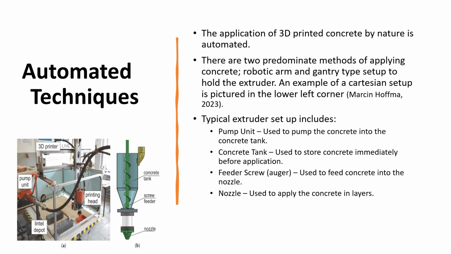Much like a 3D printer at home, 3D printed concrete uses an extruder setup. A typical extruder setup includes a pump unit, a concrete tank, a feeder screw, and a nozzle. The pump is used to pump the concrete through the system. The concrete tank acts as a hopper or a storage tank. The feeder screw moves the concrete from the tank through the nozzle. The nozzle excretes the concrete into the layers that we see.